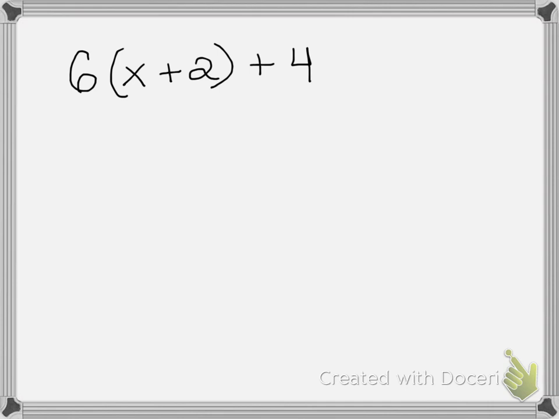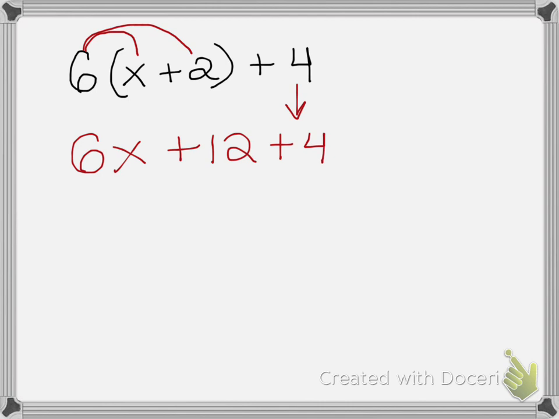All right, so looking at this first example, I have a 6 outside the parentheses. So I'm going to multiply 6 times x to give me 6x. And then I'm going to multiply 6 times 2 to give me 12. What I will not do is multiply 6 times 4. You want to know why? Because the 4 is not inside the parentheses. So I will bring that 4 straight down.